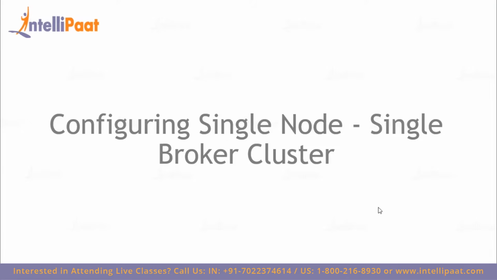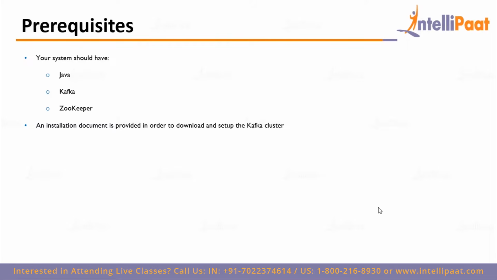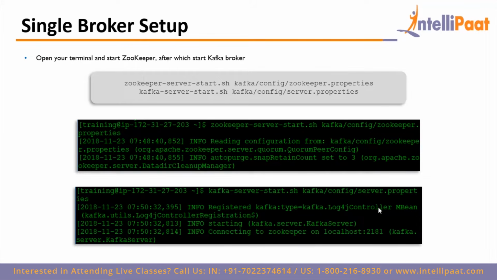Now it's finally time to go ahead and configure our single node single broker cluster. These are some prerequisites we should have so that we can configure our system. We need to have Java, Kafka and Zookeeper pre-installed so that we can go ahead and set up a cluster. Now, to set up a single broker, we'll start off by opening our terminal, and we'll launch the services of both Zookeeper and Kafka. As we have already seen, to launch the Zookeeper service, we'll type in zookeeper-server-start.sh, and after that we will go ahead and launch this Zookeeper.